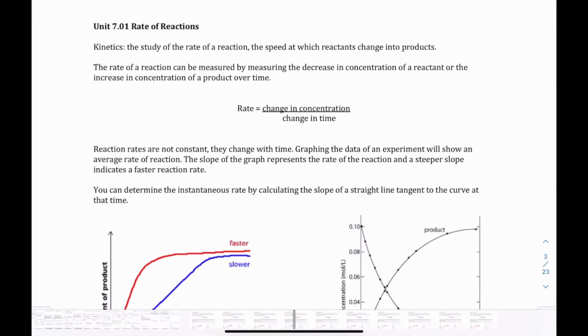Kinetics is a study of reaction rates, or the speed at which the reactants change into products. The rate of a reaction can be measured in one of two ways. You can either measure the decrease in concentration of a reactant over time, or you can measure the increase in concentration of a product over time. So the rate is the change in concentration of either your reactant or your product over time.